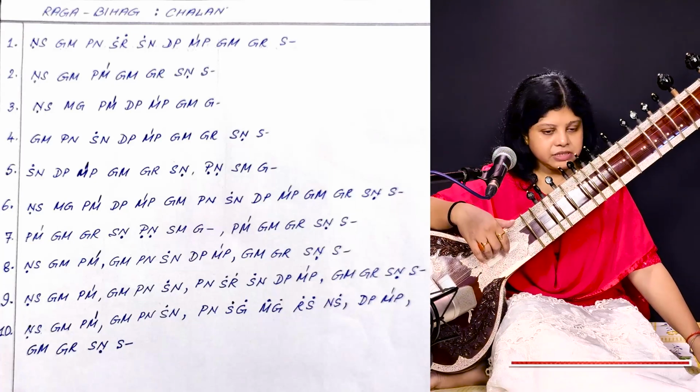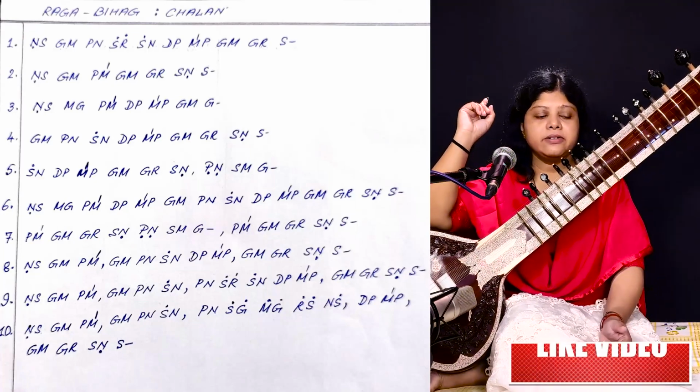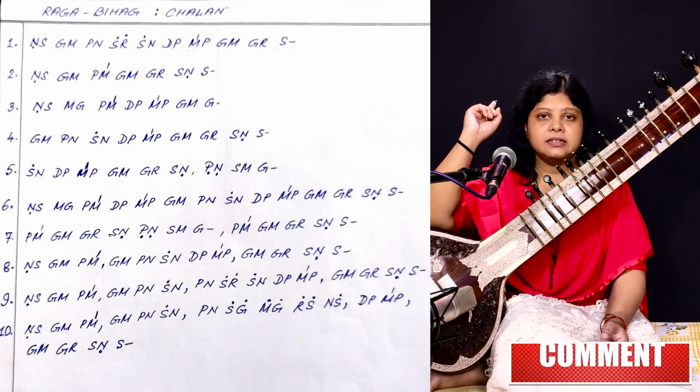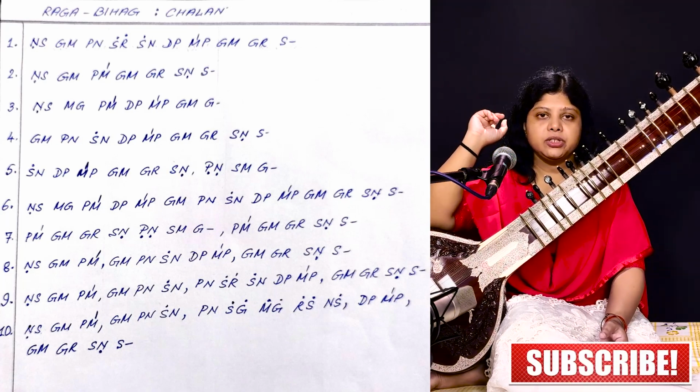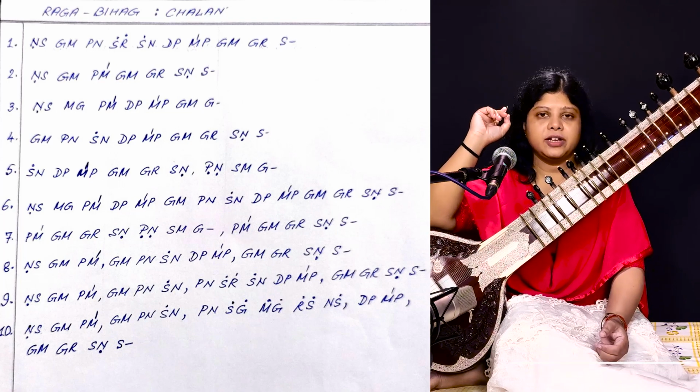So starting with first Chalan, as you can see, there are around 9 to 10 Chalan. I will be playing only 1 and 2. Rest, you just follow the notes and you try to play.